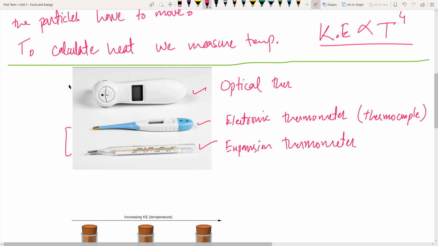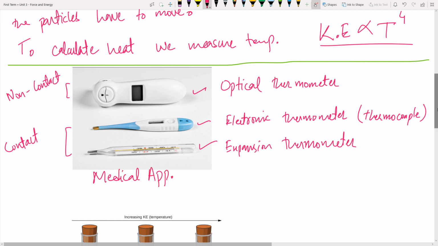And this one, right? So these are contact based thermometers, and this is a non-contact one. You don't need to touch the patient in any way just to see what the temperature is. It can measure the temperature even without contact with the patient, and hence it is better for contagious diseases, right? So this is an optical thermometer, a non-contact thermometer, and all of these are medical applications, right? So these are medical application thermometers.